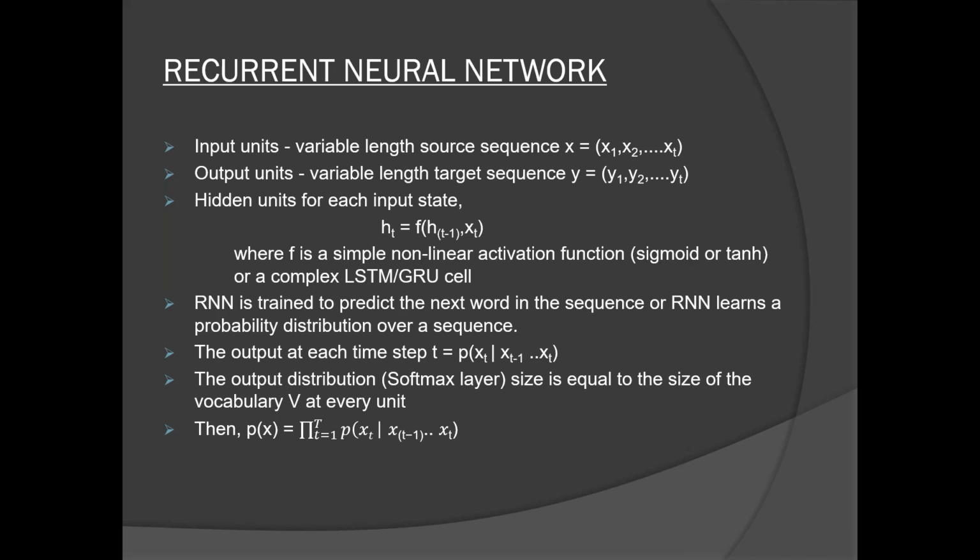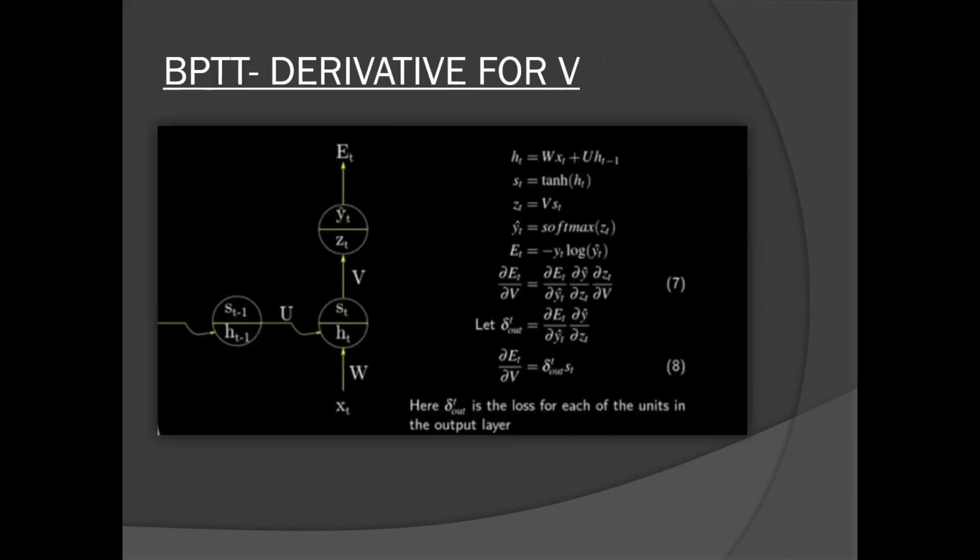It goes on with the sequential learning, taking its previous states in order to predict the next words or the next results. The mathematical term would be p of x is equal to the summation from t equals 1 to the whole T of the prediction of the next word, considering the whole set of previous data.